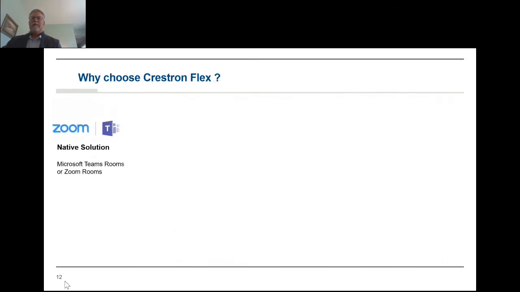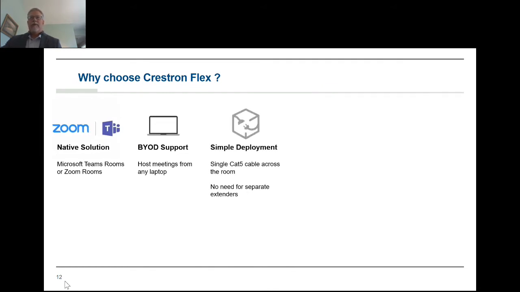Why choose Crestron Flex? Well, we provide the native Teams and Zoom solution. We give you BYOD support for all of the lineup. Simple deployment, single Cat5, no need for separate extenders or all those things. It's in the kit. It's all included. Future-proof, mode swap. So that's one thing that we haven't talked about yet. There's another term, and this is really on Crestron because we called it mode swap because nobody else is doing it. If you buy one of the advanced kits, so it'll have an X in the part number, which we'll get to in a minute.